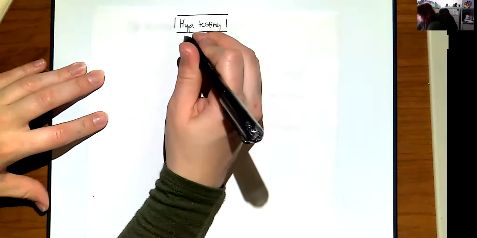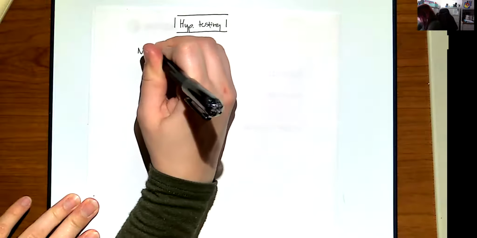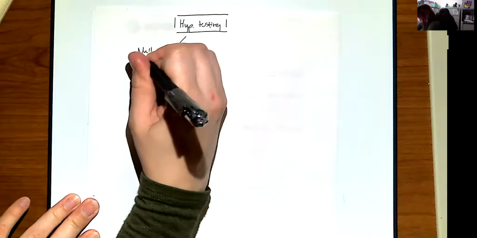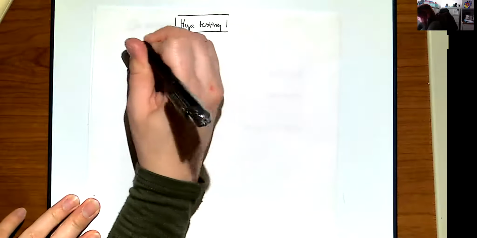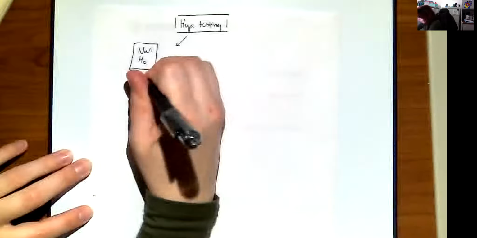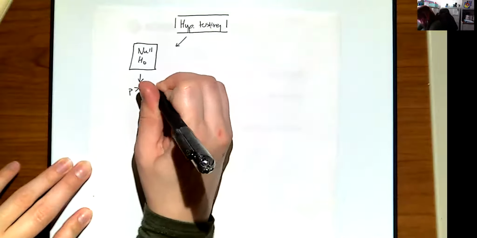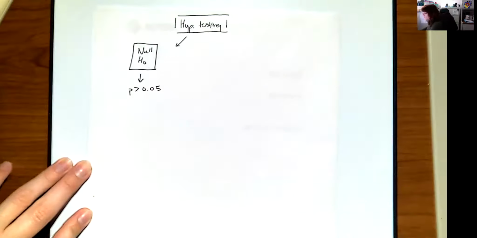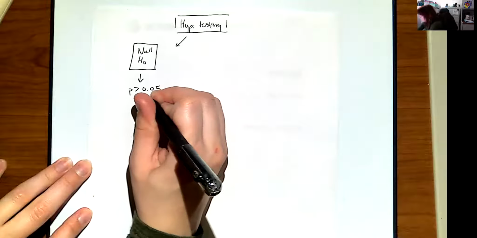So avenue number one is the null. The null is denoted by H0, H subscript 0. That is our null hypothesis. Whenever we are providing evidence for the null, what that means is that we have a p-value that is greater than 0.05. What that also means is that P is greater than 5%.